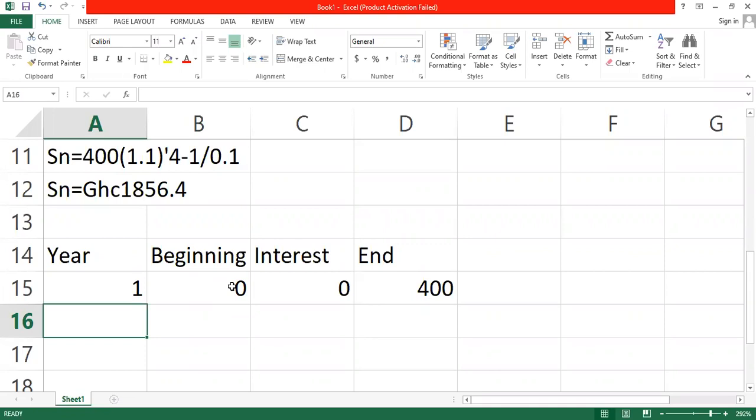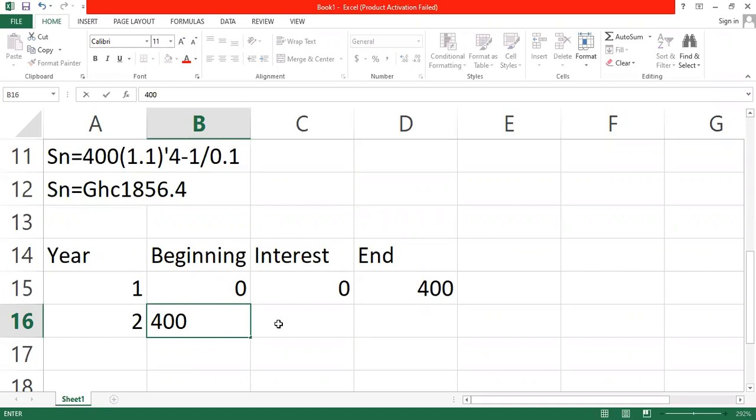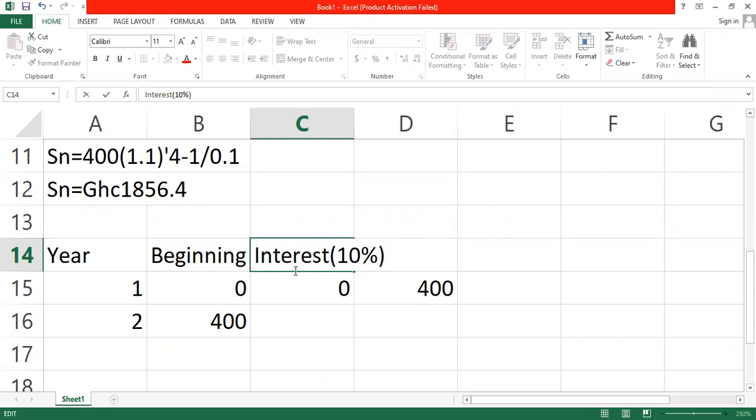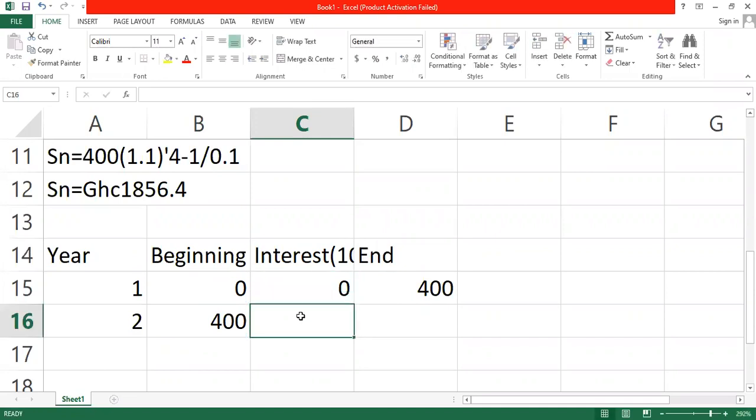So at the beginning of the year, how much will you have in year 2? 400. So the interest will be paid on the 400, isn't it? Yes. The interest is 10%. How much are you earning for that particular year? 40. So at the end, how much are you going to have in the account? 440.